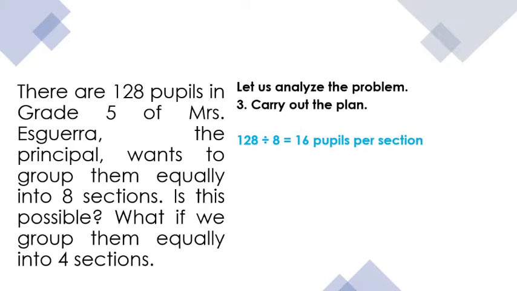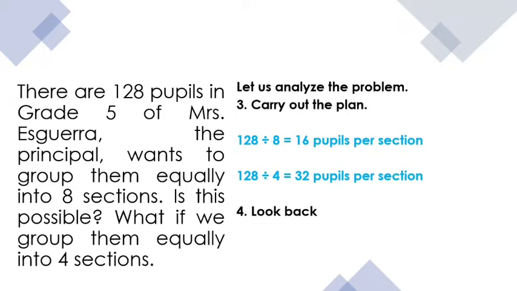128 divided by 8 is 16. It means it is possible to group 128 into 8 sections because it has an exact answer of 16 pupils per section. 128 divided by 4 is 32. It is also possible to group 128 into 4 sections because it has an exact answer of 32 pupils per section.